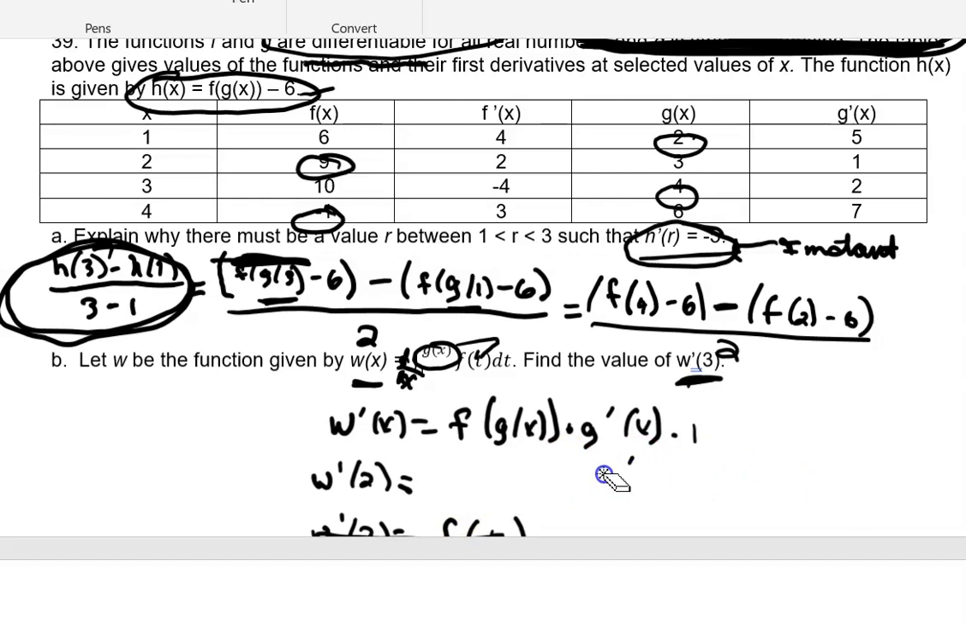So we need to get rid of all of this. You probably already know this. I don't know why I picked a 2 out of nowhere. We're doing w primed of 3, so we need a 3 here. So f of g of 3, try this again, times g primed of 3 would equal f of, and then g of 3, g of 3 is 4. G primed of 3 is 2.